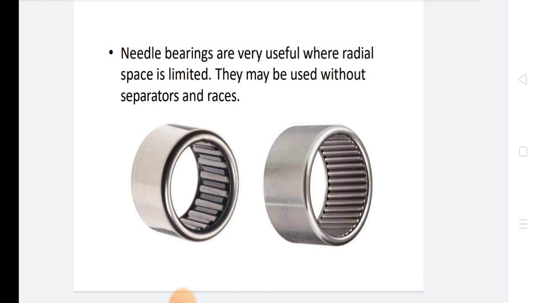Needle bearings are very useful where radial space is limited. They may be used without separators and cages.